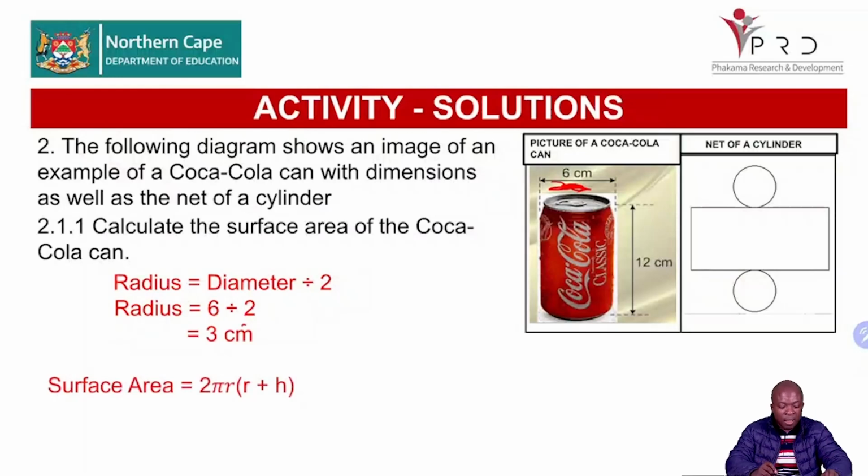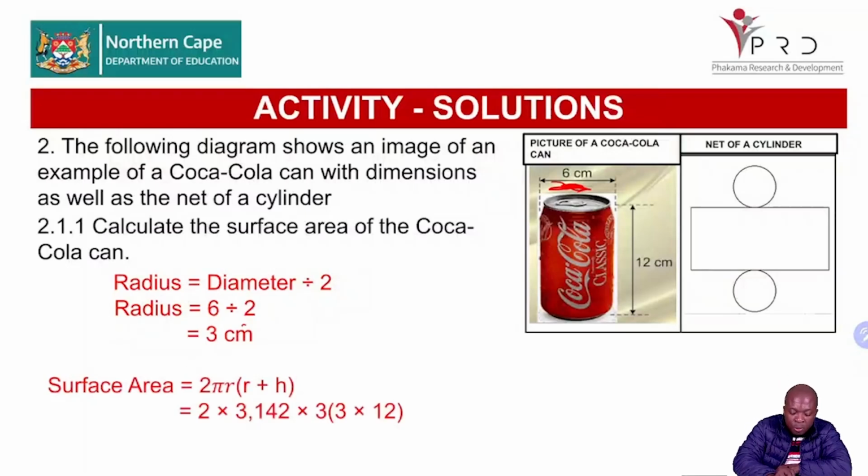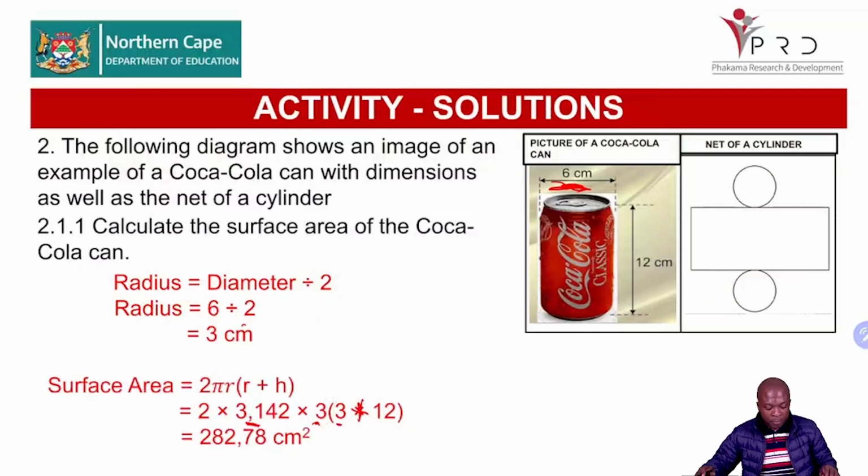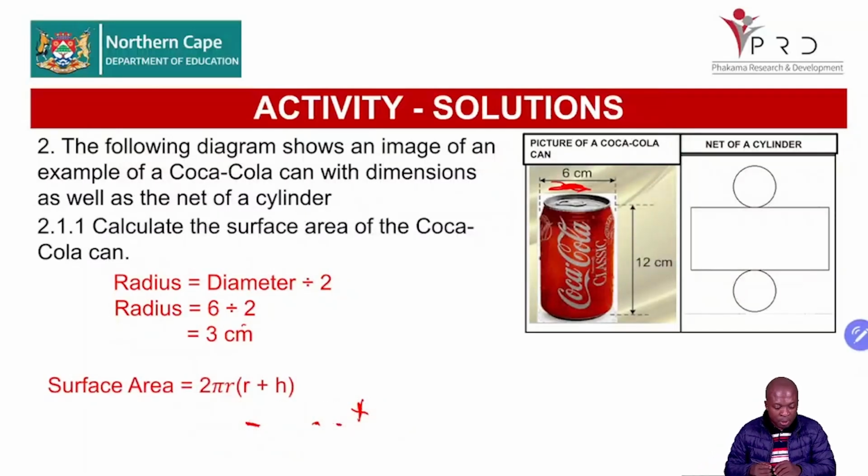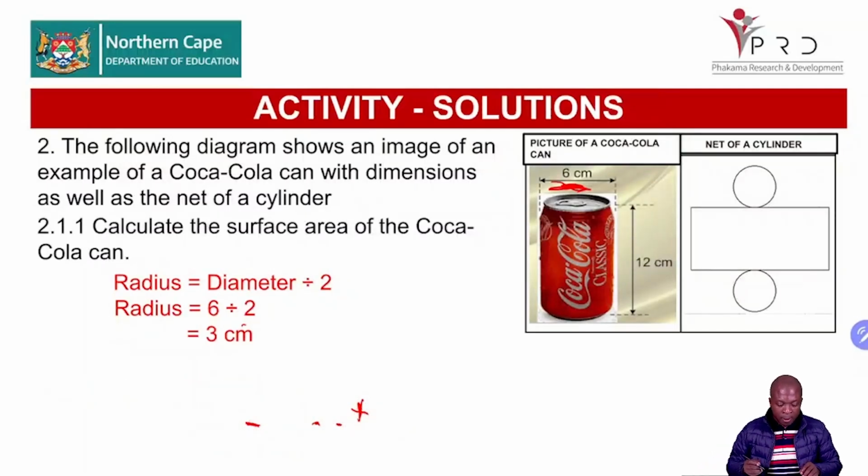So the formula says 2 times pi times r, open bracket, r plus h. So what we have to do is just to substitute. There is the 2, there is the pi, there is the r into bracket, r plus 12. So let us work it out and see. I want to show you something quickly. So we are substituting our values.